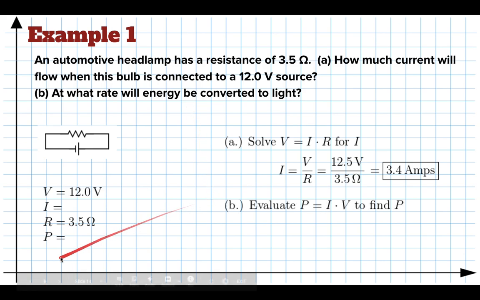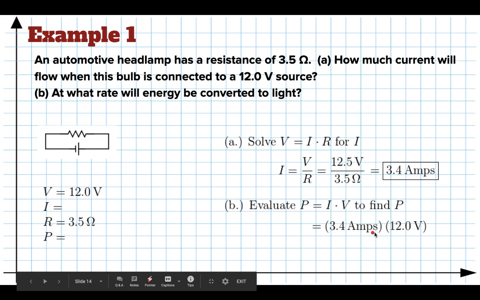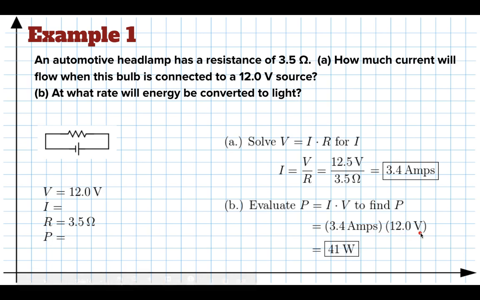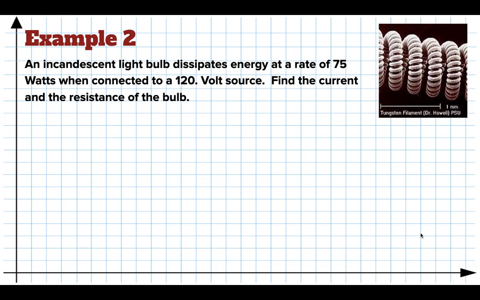So that's pretty easy. The power we know is I times V, and since we have I and we have V, that's easy to evaluate. We plug in the 3.4 amps for the current, 12.0 volts for the voltage, and that gives us 41 watts. So the automotive headlamp is rated about 40 watts, 41 watts. All right? All right, next problem.